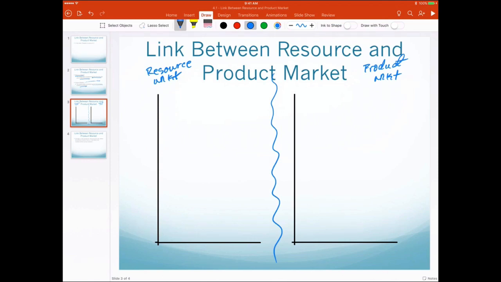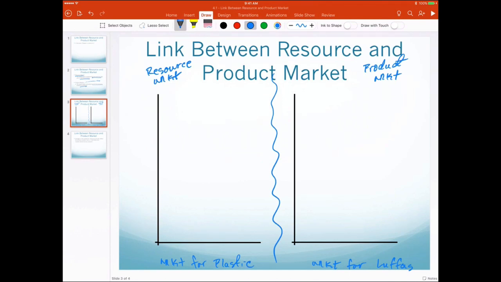So let's have some fun. We're going to talk about loofahs, because loofahs are always fun. So over here in the product market, we have the market for loofahs, and I probably misspelled loofahs. And over here in the resource market, let's talk about plastic, which is used as the resource to make loofahs. Loofahs are mostly plastic. So this is going to be the market for plastic over here on the left.